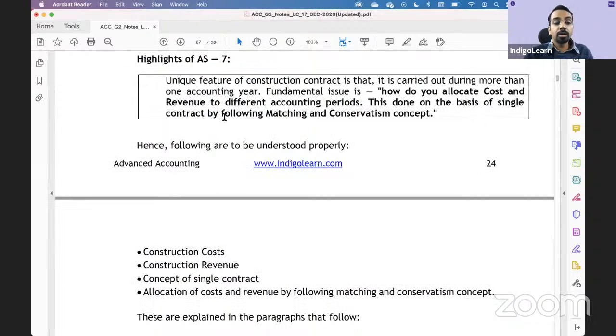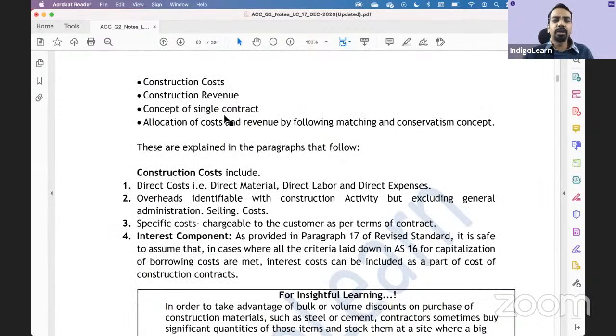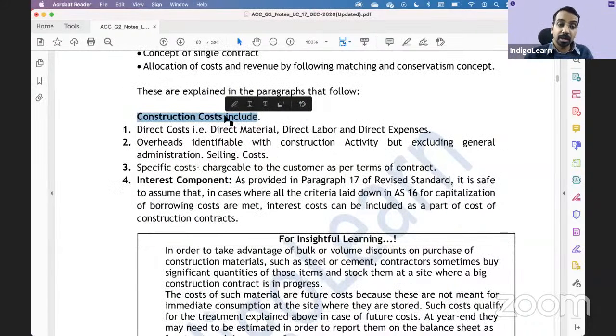What are included in construction contract? Your normal accounting principles, all the costs, direct material, direct labor, direct expenses, overhead for the particular construction activity, specific cost for the particular customer, all of those are included. Interest also, if permitted by AS 16, are included, right?